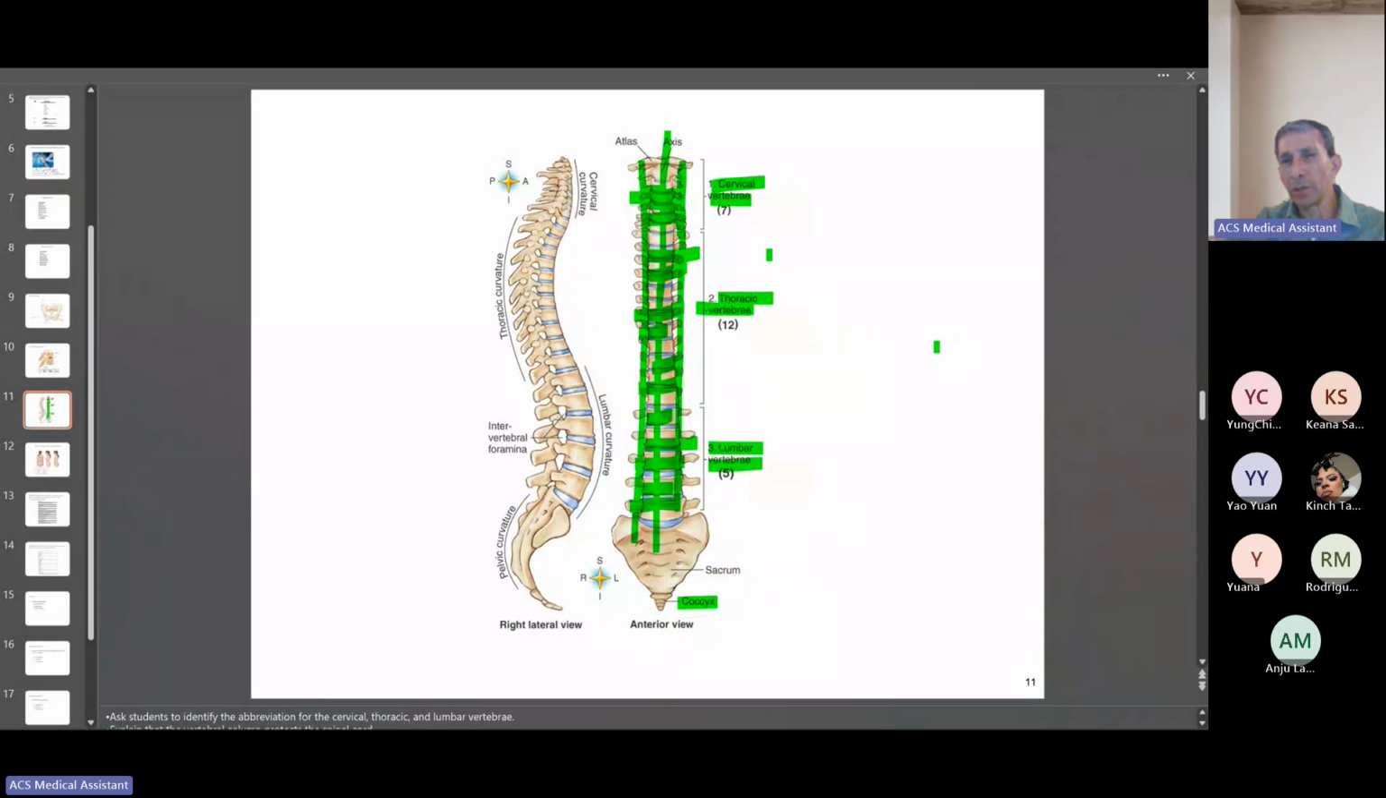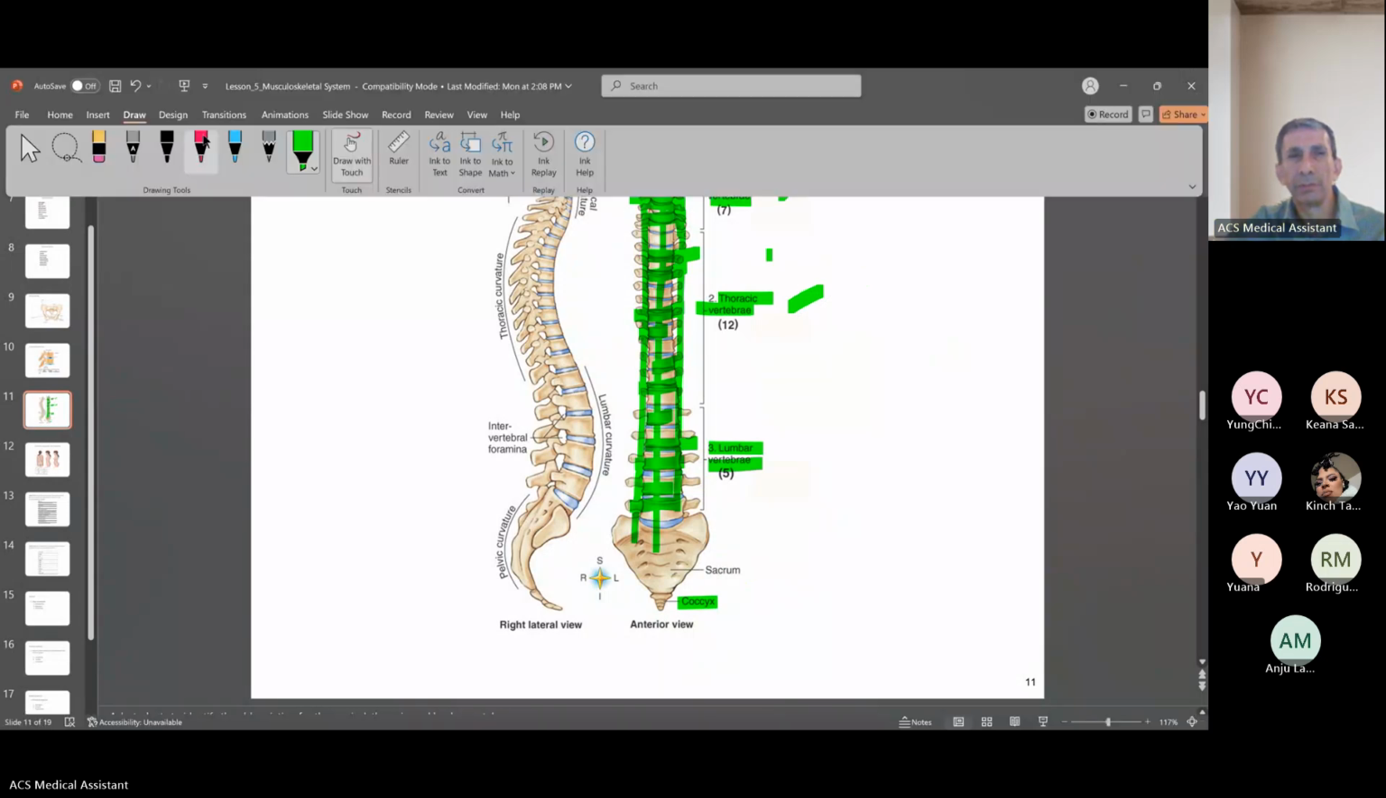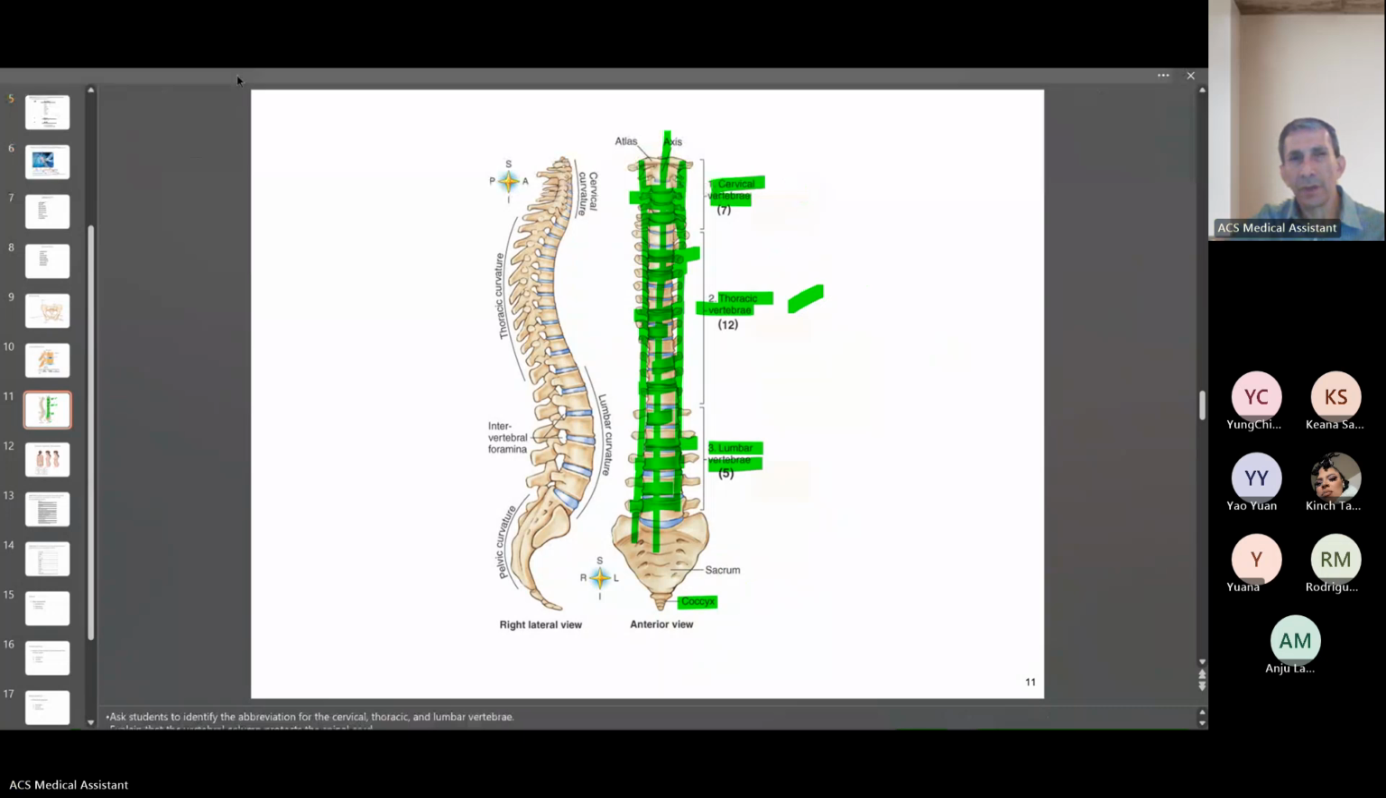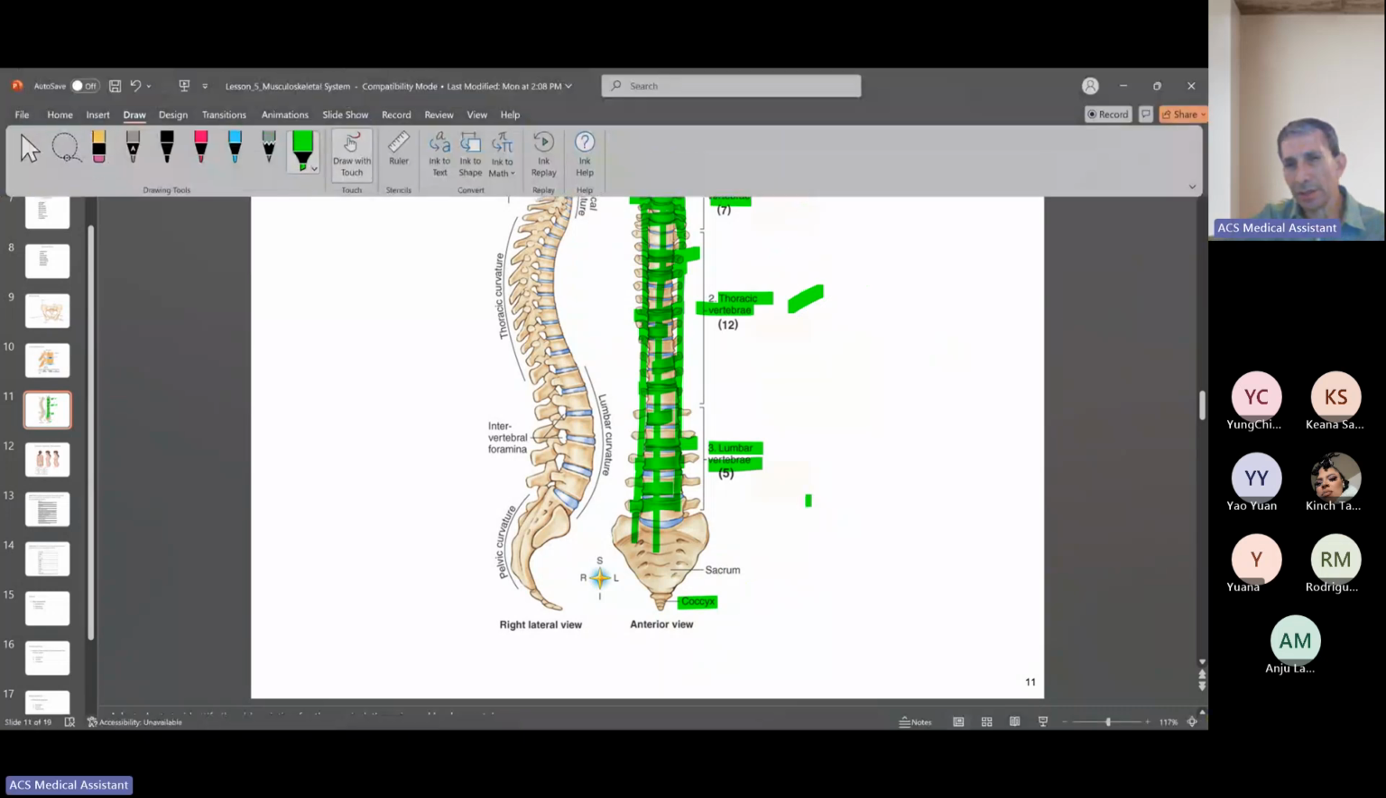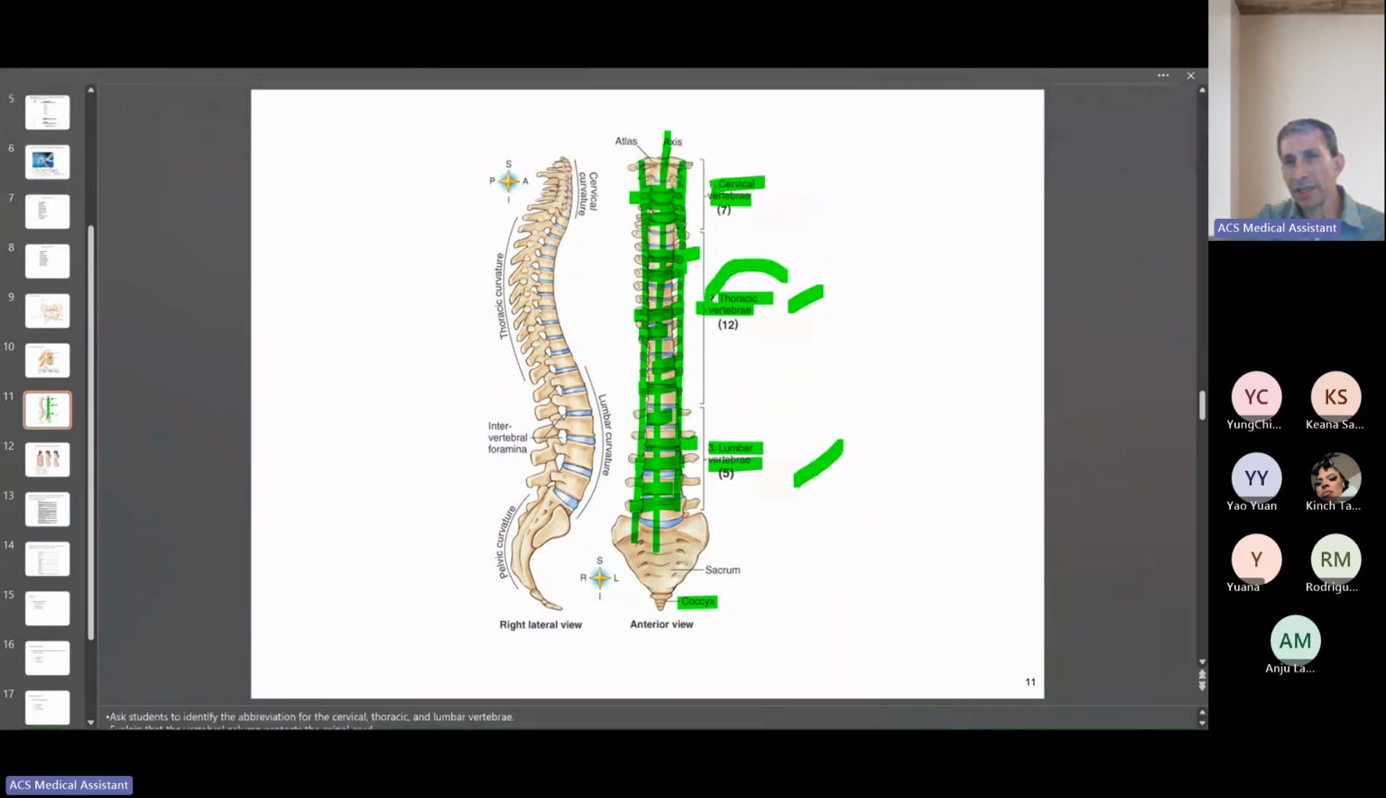So the ones that we're going to talk about are going to be this and this. Never mind. Oh, that this is this and this. I'm going to talk about the thoracic curvature abnormality and the lumbar abnormality, and then the entire spine.